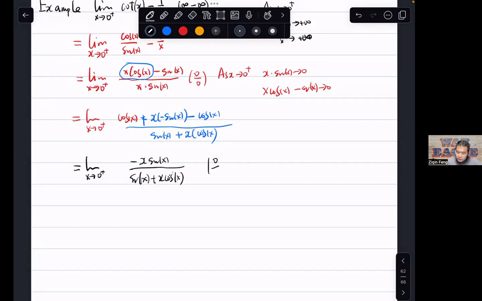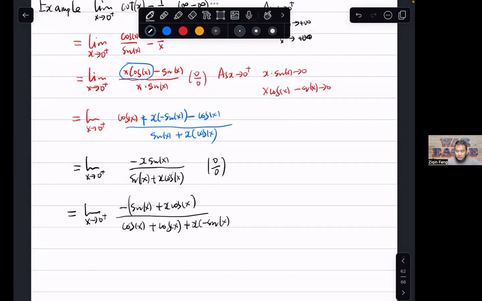Plug in 0, still have 0 over 0, right? Try to differentiate one more time. As x goes to 0 on the right side, you get negative sine of x, then plus x cosine of x, over cosine of x plus cosine of x plus x times negative sine of x, right? Now you can see that as x goes to 0, the numerator still goes to 0, sum of 0, 0, and the denominator goes to 2, right? So this is negative 0 over 2, so this is 0.